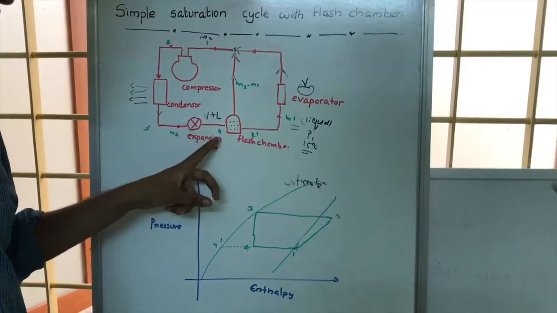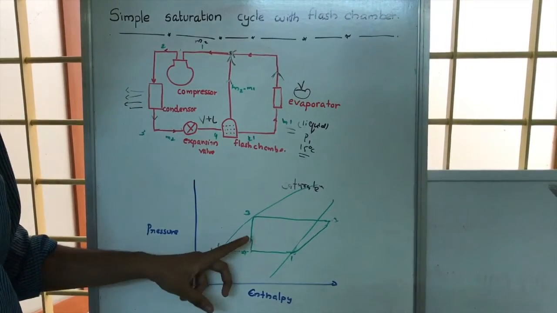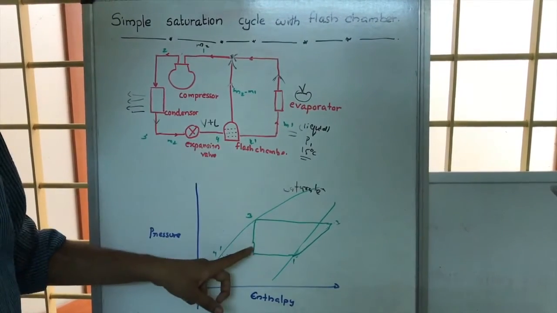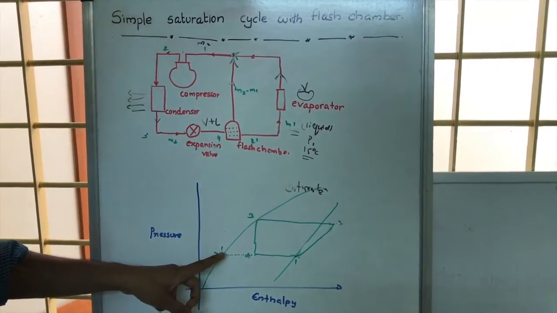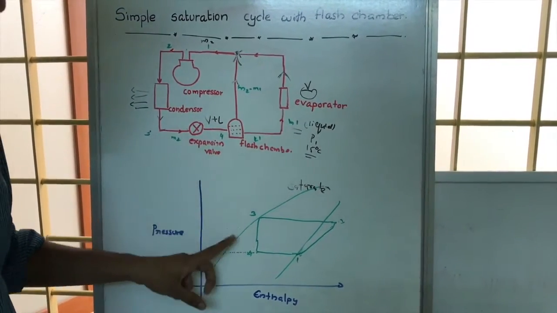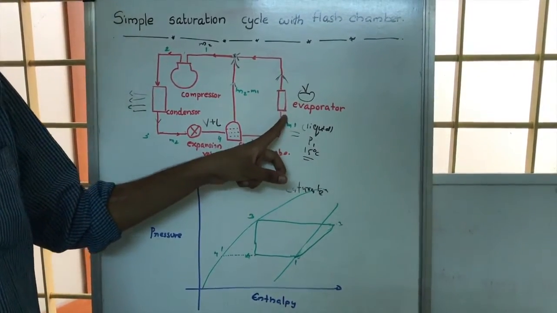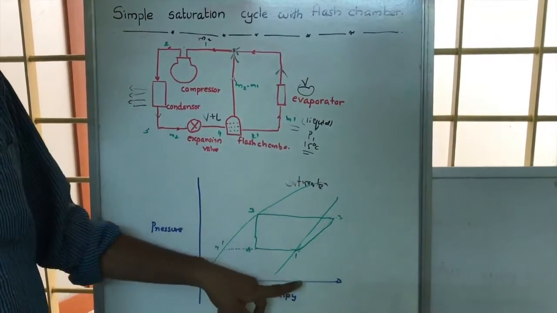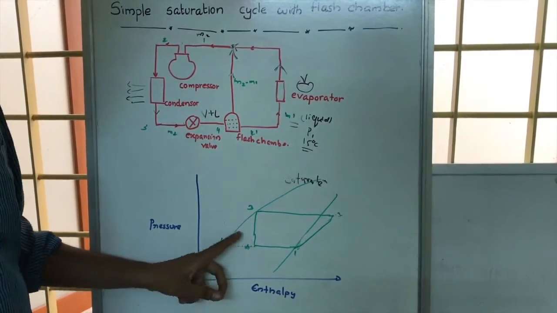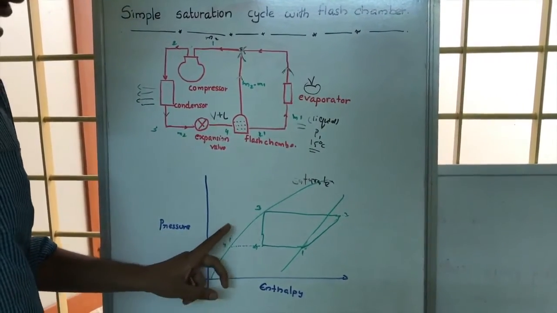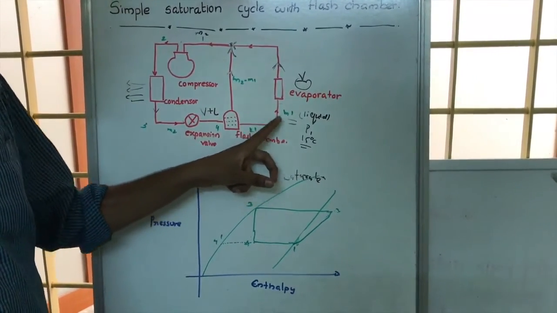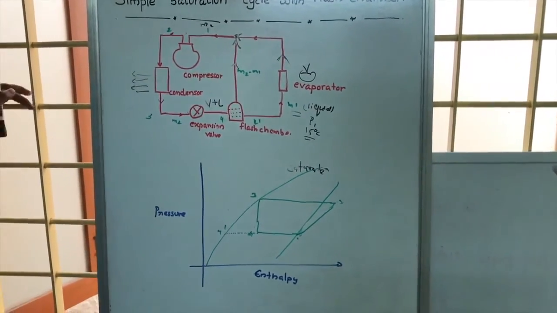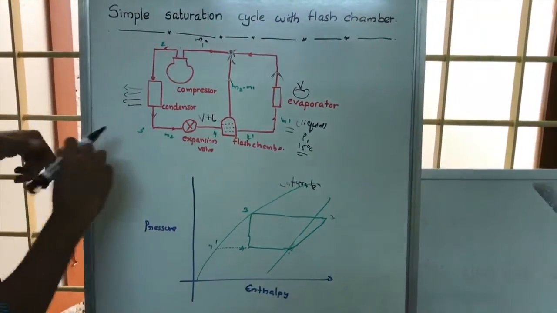So now after that, at 4, the liquid and vapor separate. Vapor goes up and the liquid will have an enthalpy 4 dash. That 4 dash is passing through this evaporator such that it gets heated, or evaporated, to 1. So that's what these 2 points signify. So this liquid which is at H4 dash gets evaporated to 1.